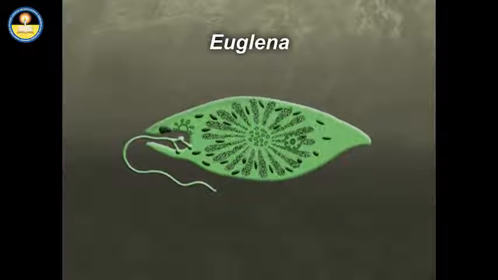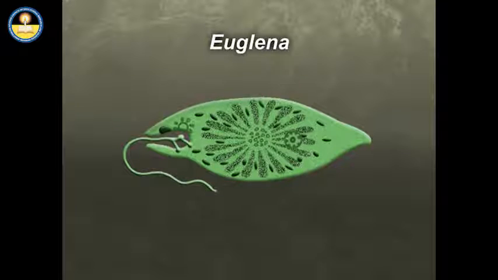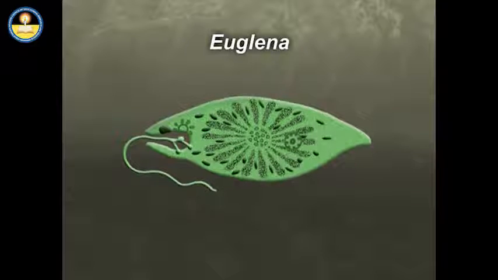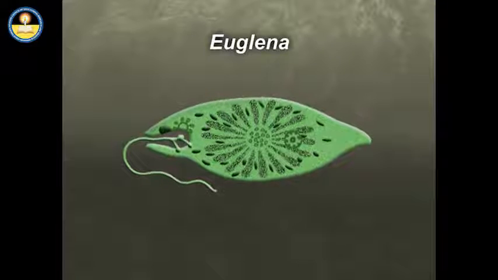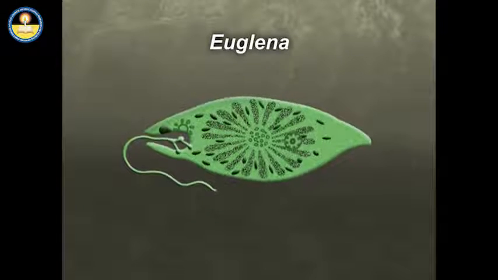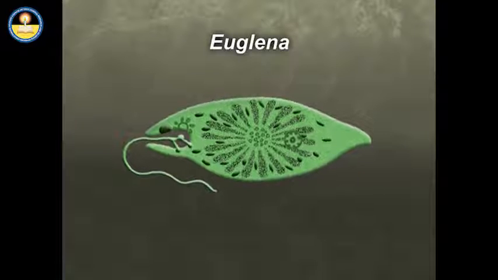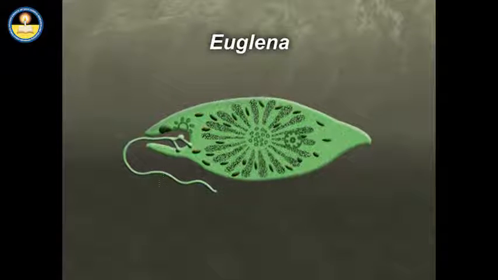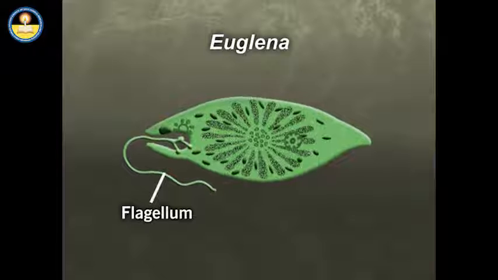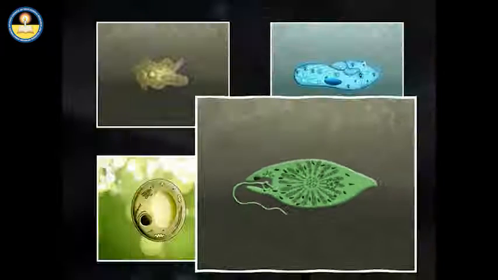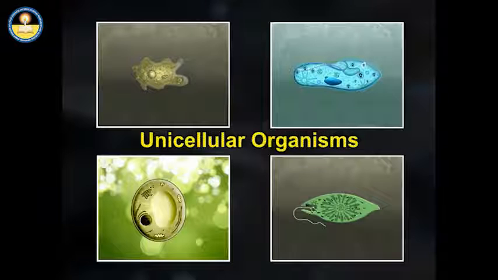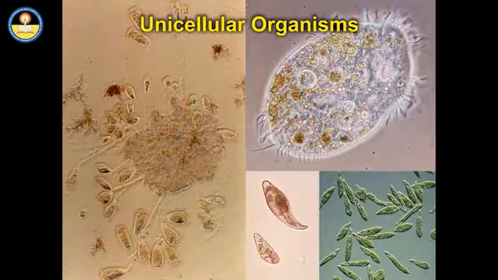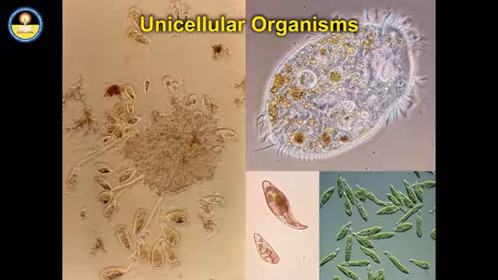Euglena is also a unicellular flagellate from Protista group. It is unique in itself because it behaves like both plant as well as animal. It resembles plant because it has chloroplast and performs photosynthesis and moves with a strong flagella, so acts like an animal. So all these organisms whose body is made up of one cell only are known as unicellular organisms. In these organisms, the single cell performs all life functions.